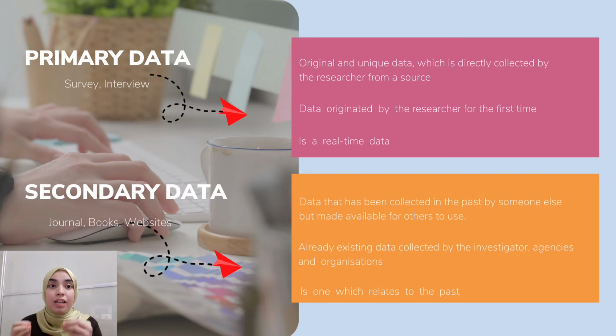Data is originated by the researcher for the first time. So primary data is real-time data. So what are the examples of primary data? Examples of primary data are questionnaires, surveys, observation, interviews, and also case studies.